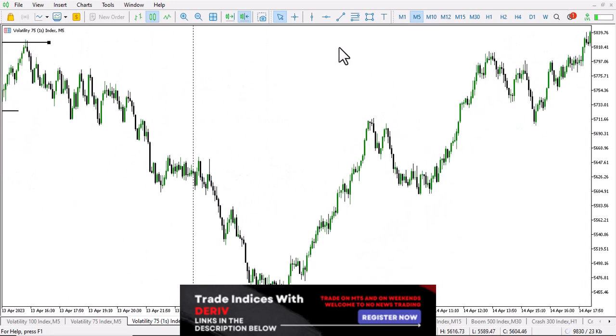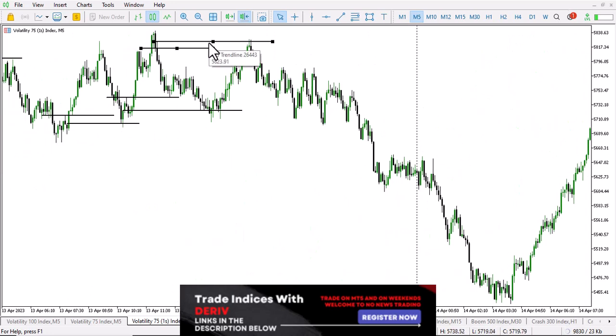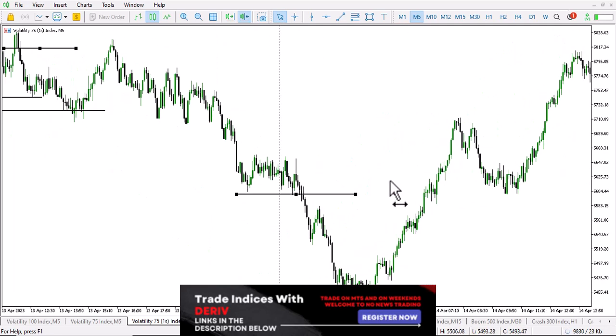Then we go to the next day. These are patterns, they repeat themselves over time. We have a break of structure and this OB, which was not retested, fine. Then what are we doing?